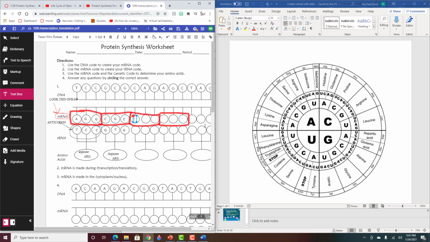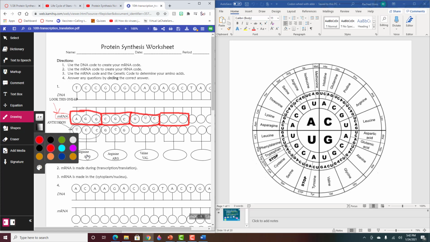So let's do one more, just to make sure you got it. G codes with C, and then this would be U, and then this one would be C. And I'm going to look this up. I'm not even going to do my tRNAs yet, just so I don't mess that up. GUC. GUC codes for valine, VALINE, or you could write VAL. That's its abbreviation. So your choice on which one you want to use there, but this is how you do that worksheet.